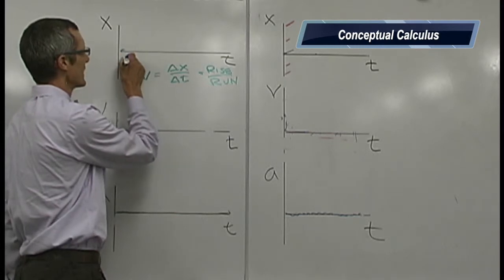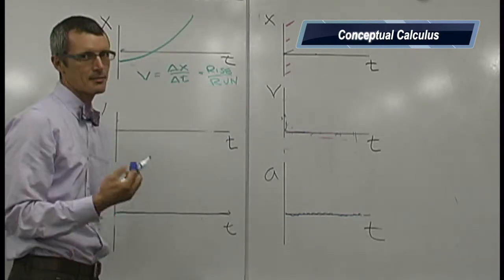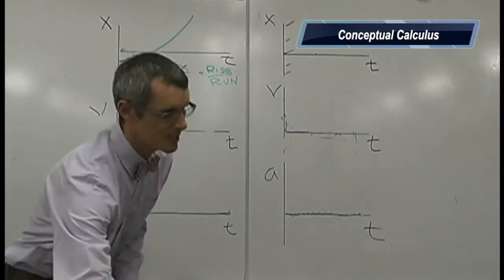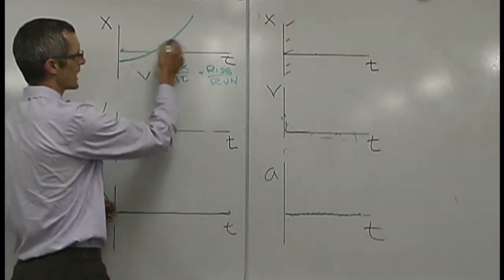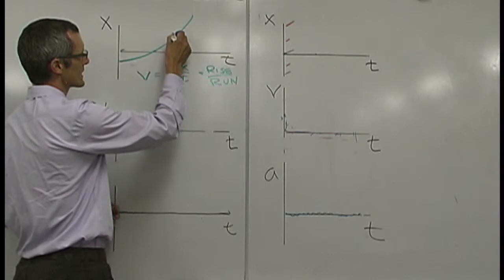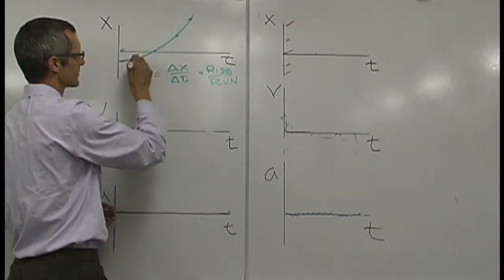If I have a curved line right here, I have problems. And this is exactly the problem that Newton faced and the reason why he tried to invent calculus. Looking at this curved line, I don't know exactly what the slope is at each point.